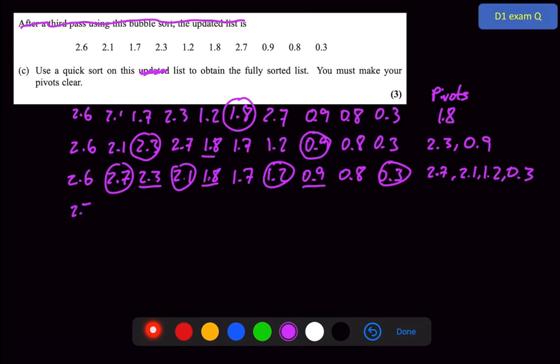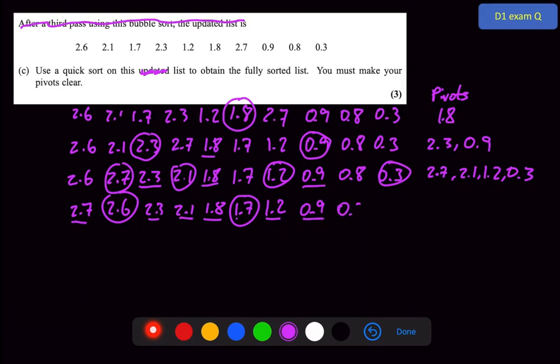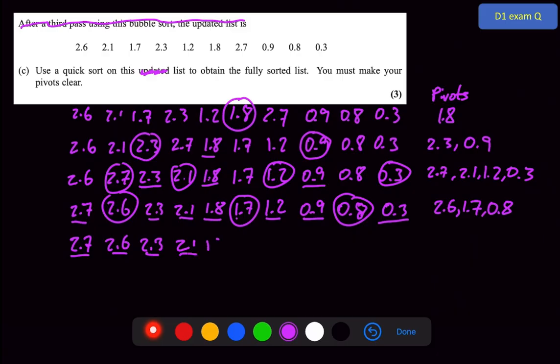So 2.7, 2.6, 2.3, 2.1, 1.8, 1.7, yes is bigger, 1.2, 0.9, 0.8, 0.3. So 2.6, 1.7 and 0.8 are now our pivots, and everything is in order.